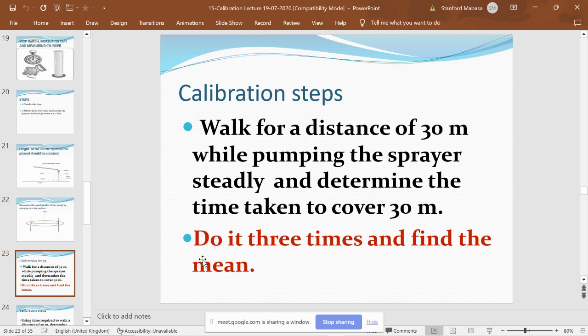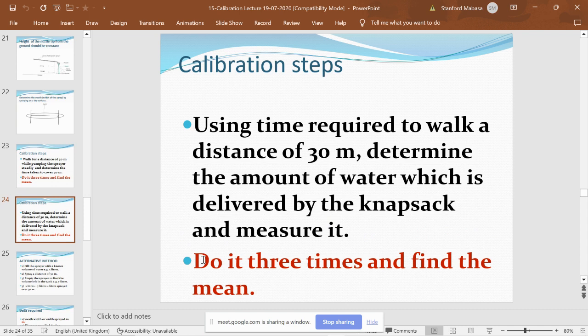Now walk for a distance of 30 meters while pumping the sprayer steadily and determine the time taken to cover 30 meters. You have to repeat this 3 times and then find the mean. Using the time required to walk a distance of 30 meters, then determine the amount of water which is delivered by the knapsack and measure it. Do it 3 times and find the mean.